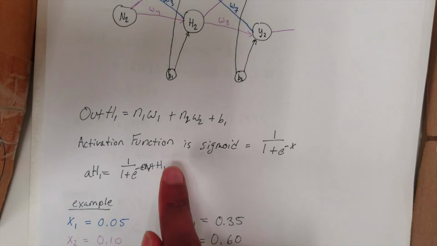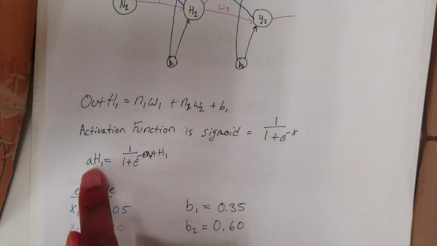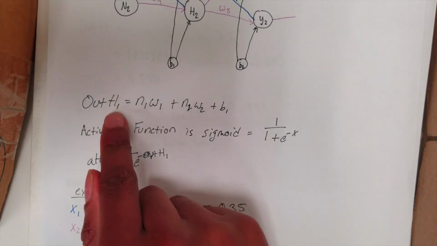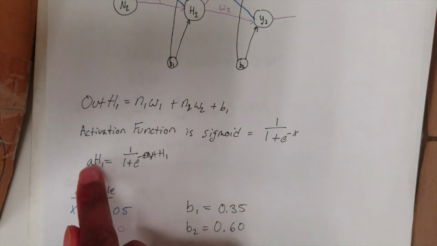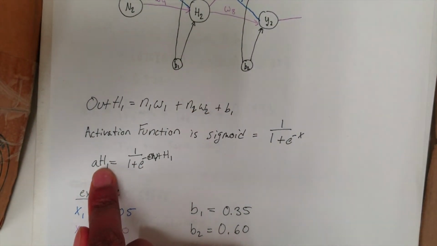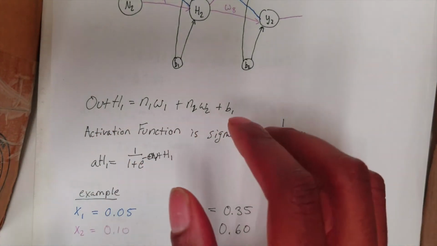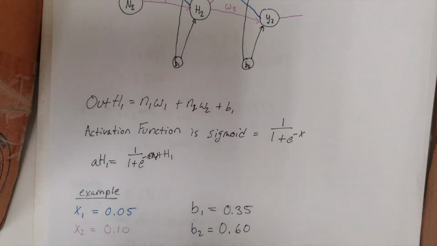Then the output of the node is wrapped in this activation function, sigmoid. We'll denote the difference between the output of the node, out of H1 or out of H2, versus the activation of the node, which is the output wrapped in the squisher function. The outputs will be put on a scale between 0 and 1. That'll make a difference later on when we're doing the backpropagation.